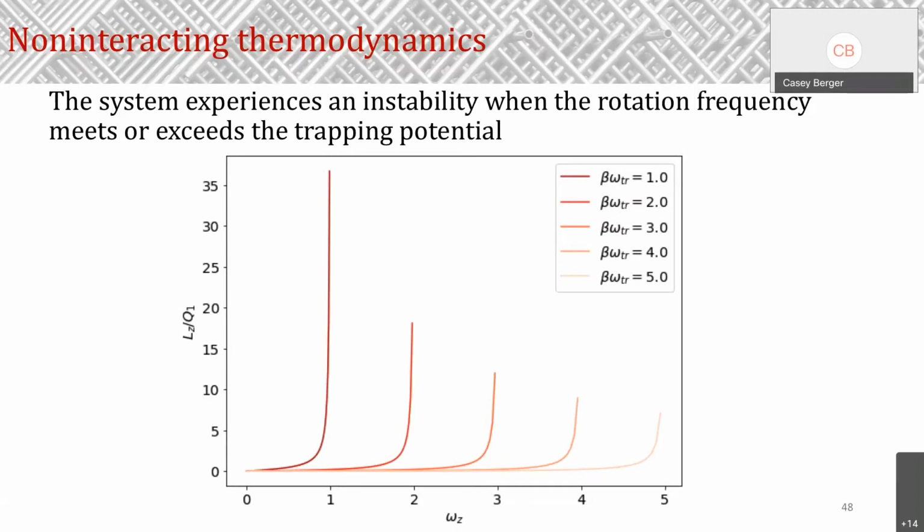So what's happening here is that we have a system where the centrifugal force from the rotation is overcoming the force of the external trap. So the system is escaping. It's no longer confined by our trap. So we should be concerned only with rotation frequencies which are low enough to confine the particles in the trap.